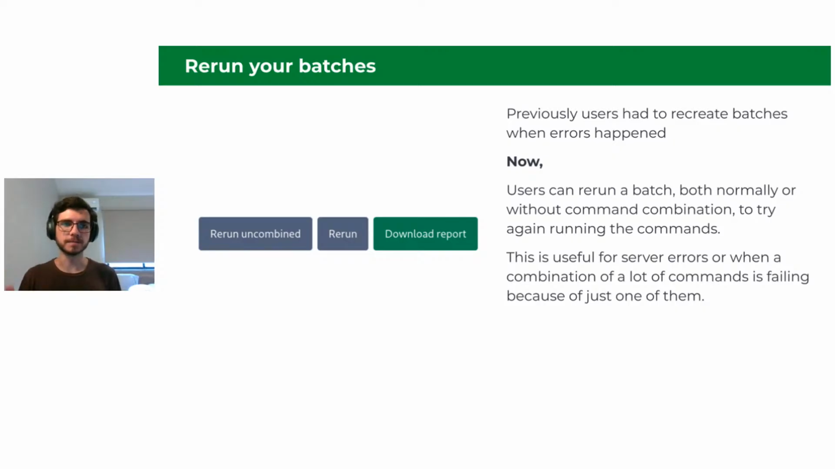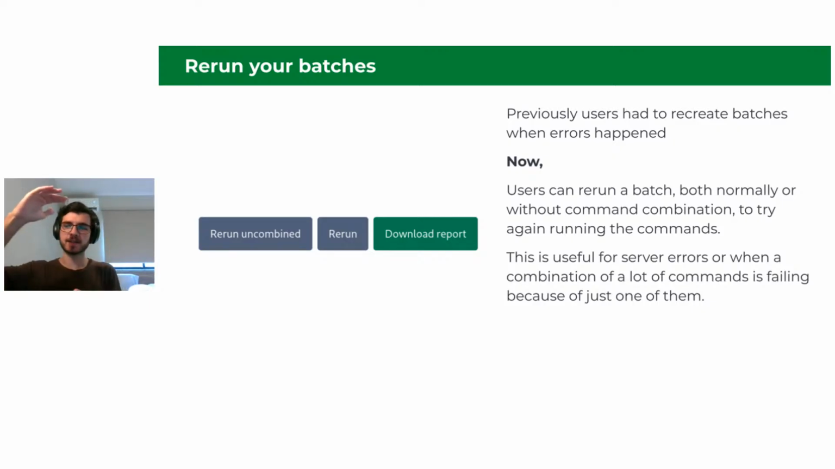You can click rerun and it will rerun all the commands that threw an error. So you can rerun normally with the command combination feature or without the combination. So you are basically modifying the batch for that rerun so that it runs uncombined.